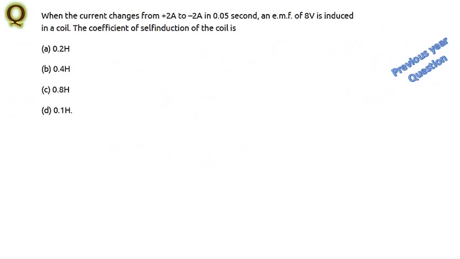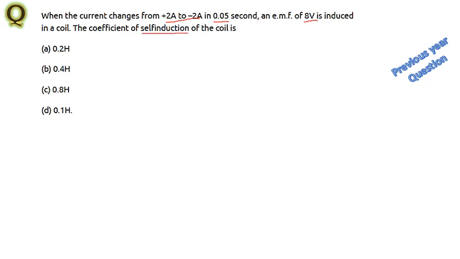this is a little important. See, when a current changes from 2 ampere to minus 2 ampere in 0.05 second, an EMF of 8 volt is induced in a coil. Find the coefficient of self-induction of the coil. Self-induction is the EMF induced in the same coil when there is a change in the current. So the change of current they have given here, you can see plus 2 ampere to minus 2 ampere in a time they have given, that is 0.05 seconds, and EMF induced in the same coil is 8 volts. So they are asking about self-induction.